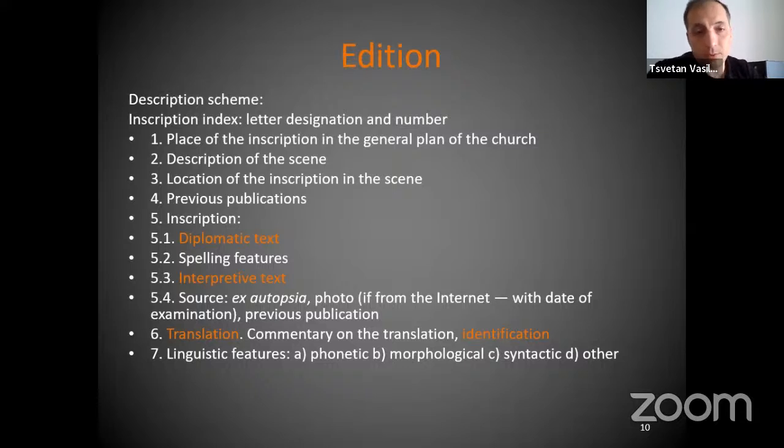So we have the location description in the scene. Previous publications, they're mainly publications by art historians. And of course, we have the inscription itself, diplomatic text, interpretive text. We have to have a source, a photo, or ex autopsia is the best option. And we proudly put this notion about an inscription when we have this opportunity. Of course, translation and commentary, which includes linguistic features, phonetic, morphological, syntactic, and other.